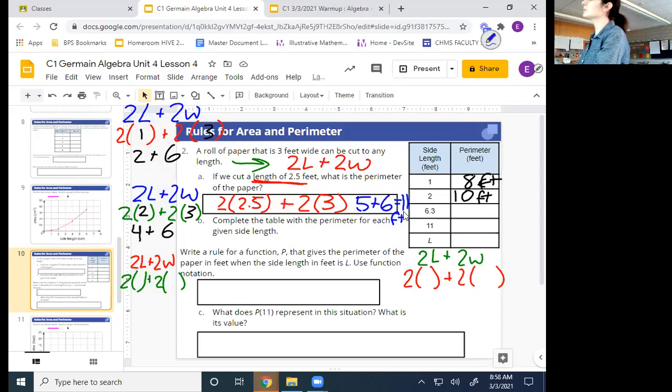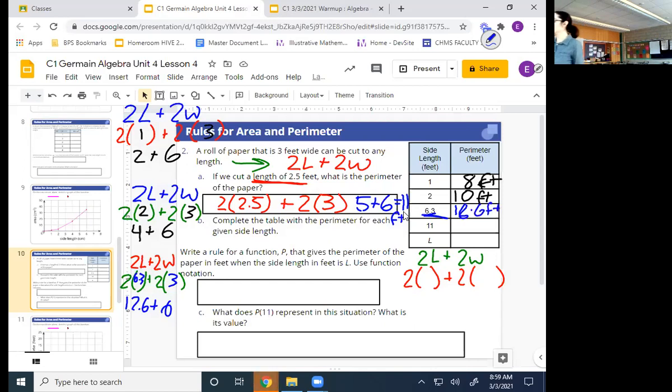Now let's take a look at this next one here. This is where it gets a little bit tricky because we have a decimal. 2 times our length, which is this guy right here, 6.3, and then 2 times 3, as our width is always going to be 3. 6.3 times 2 is 12.6. And I could have done that subtraction because I knew the final answer, to get a total perimeter of 18.6.